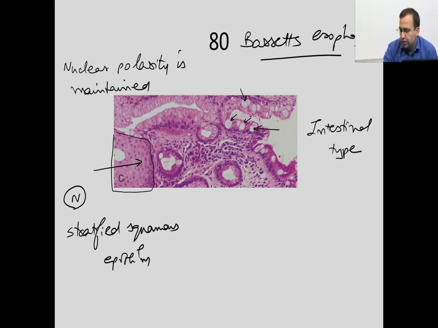Now, in this question, confusion arises because of the presence of these glands. Some of the students get confused whether this is invasion or adenocarcinoma or not. No, have a look at the glands. Nuclear polarity is maintained. All the nuclei are present on one side of the cell.